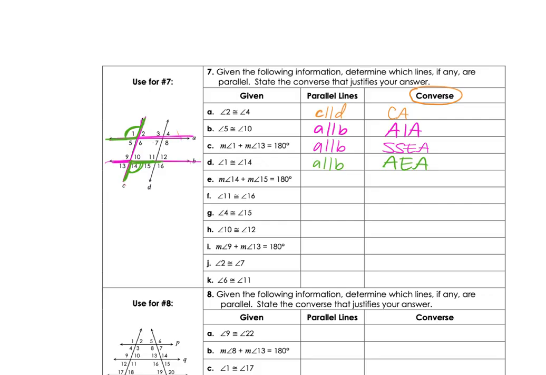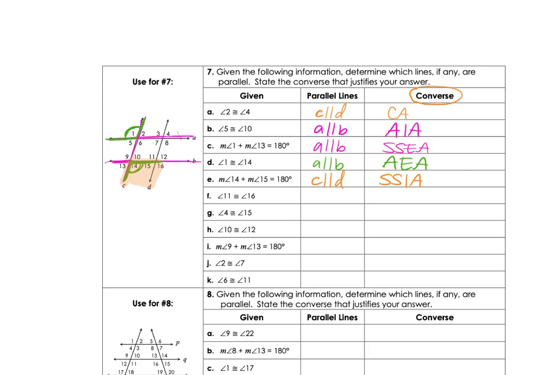Here's 14. Here's 15. So we're hanging out in this little cubby here. C and D. Okay, C would be parallel to D. And those are what kind of angles? Same side interiors. You guys are so smart.